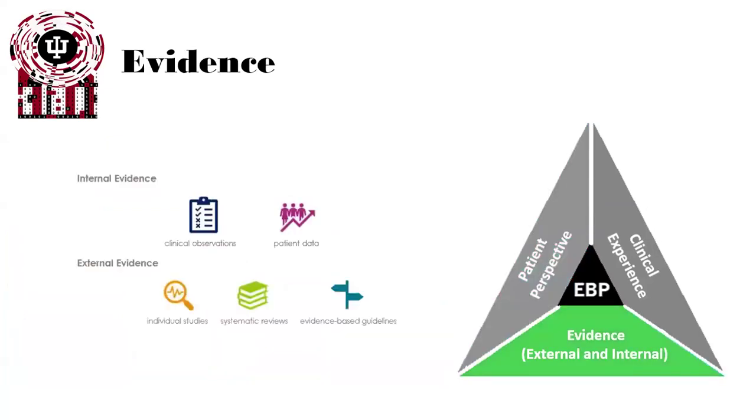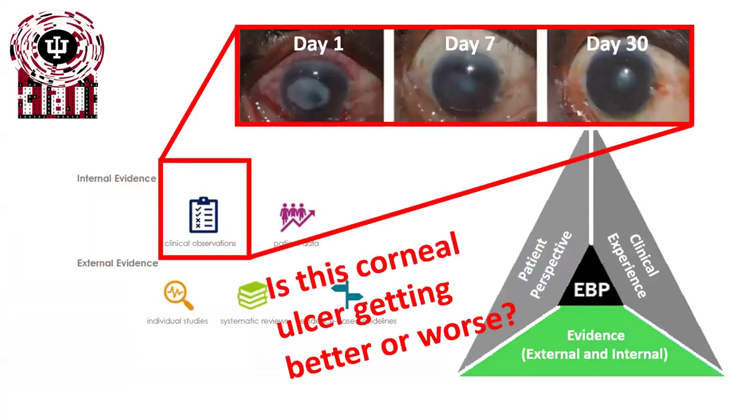Evidence, which is obviously the most important part of evidence-based practice, has two main types: internal evidence and external evidence. Internal evidence really involves looking at how the patient is progressing through treatment. Is it responding to treatment? As an example, we have a corneal ulcer. Maybe we put antibiotics on it. Is this corneal ulcer getting better or worse? That is evidence of the direction we're going and whether we need to maintain the course or change our decision-making.